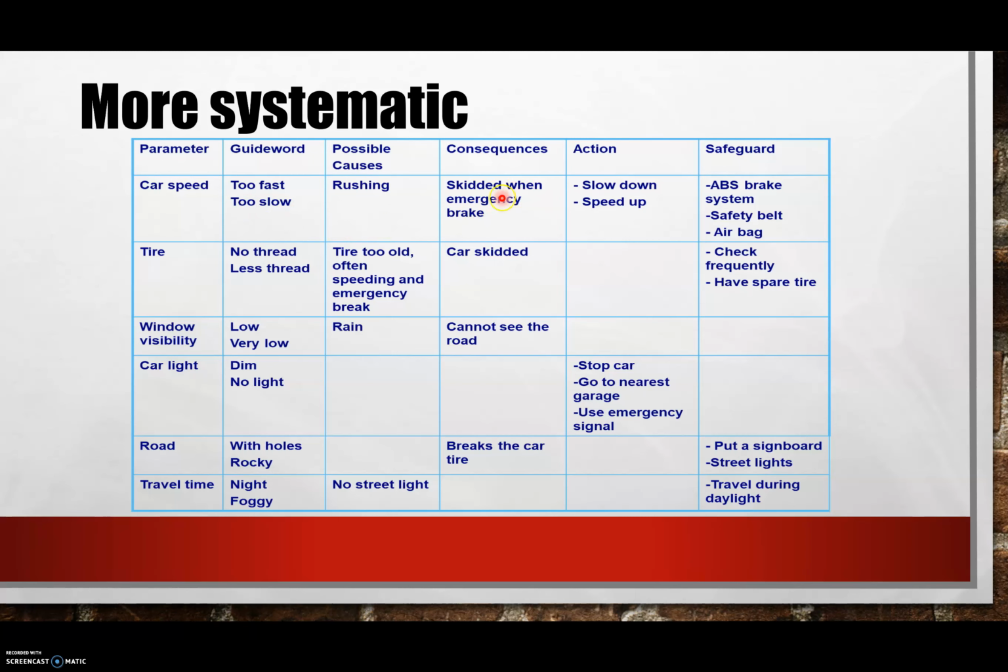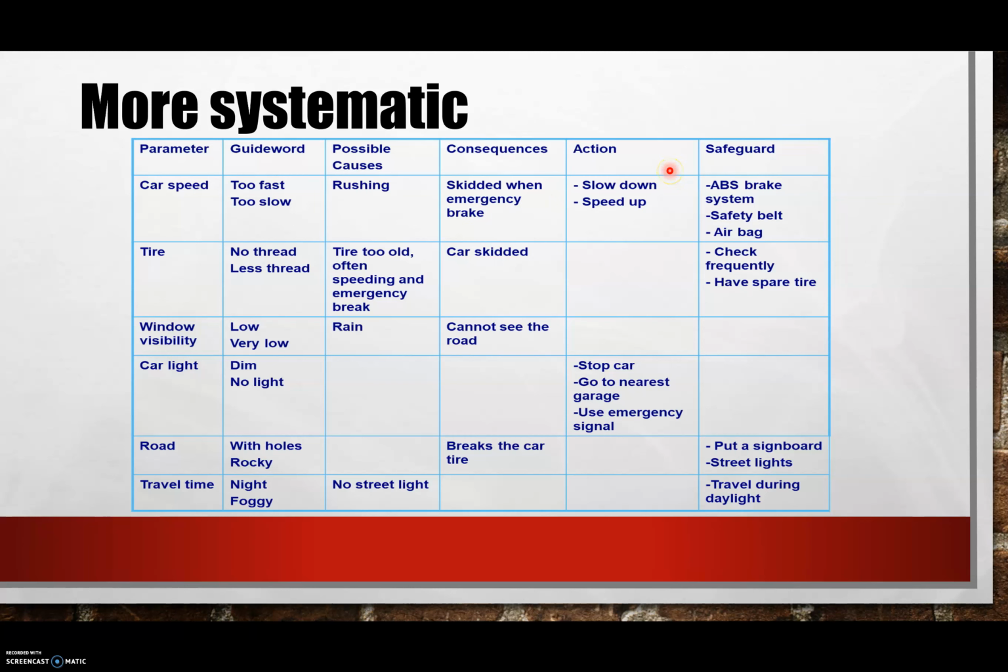So we have the consequences. Actually, these consequences and possible causes differ between driving too fast and too slow. When you drive too fast, it may be caused by rushing, so the consequence is that the car may skid when the emergency brake is applied.